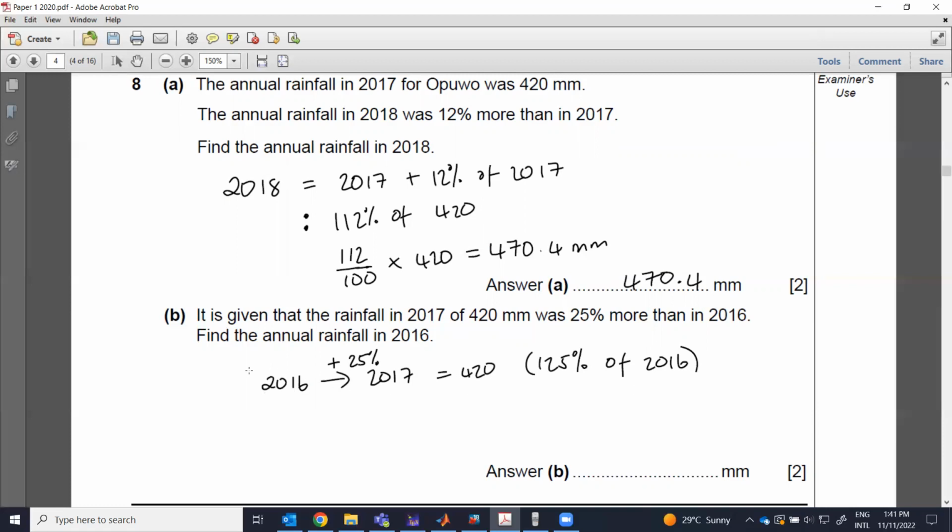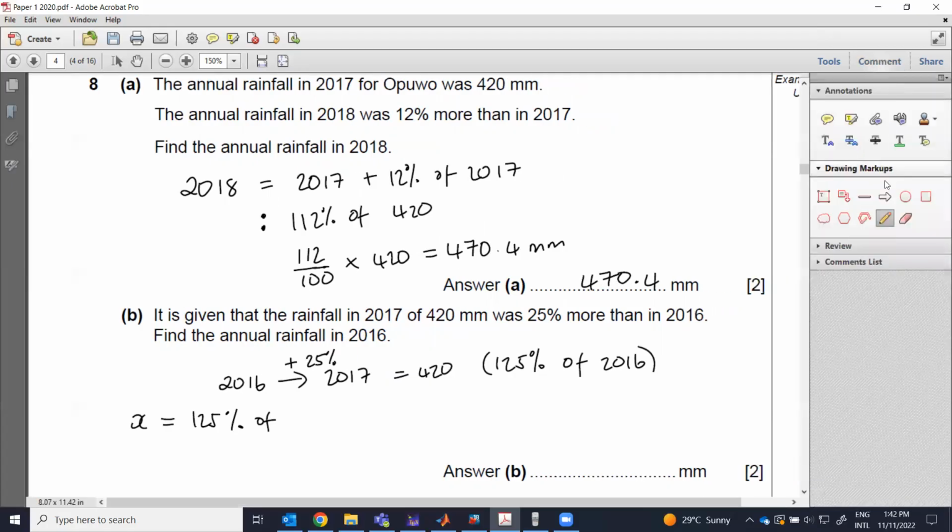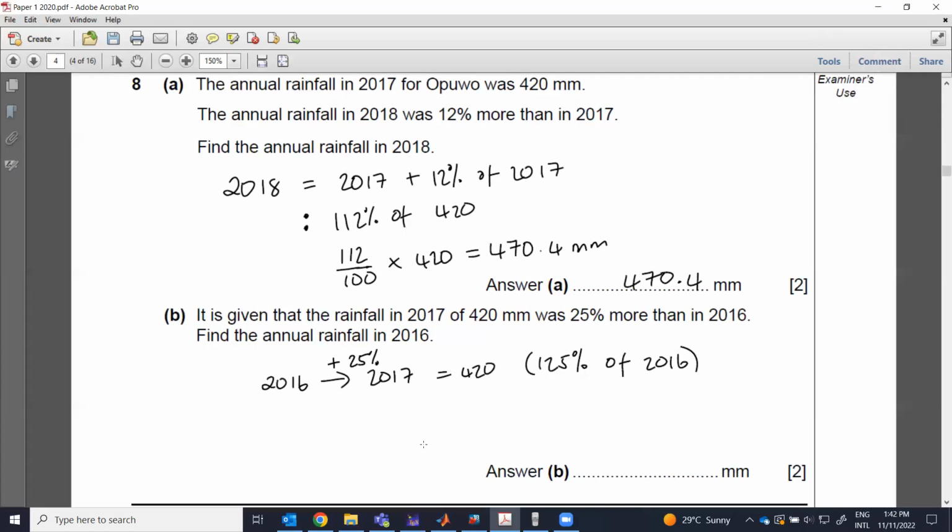Okay, so we don't know how much we had in 2016, so we can call that X. Oh, sorry, I'm mixing this up. Let me just correct that with the eraser here. I'm not writing it correctly. Okay, let me say that again.